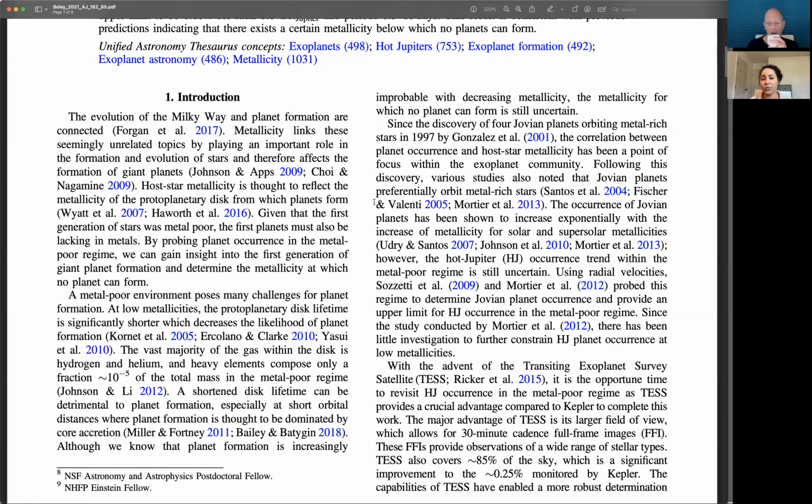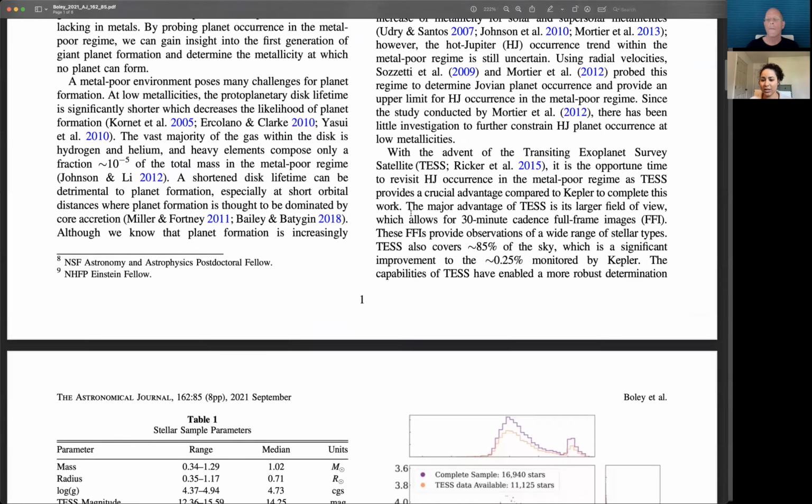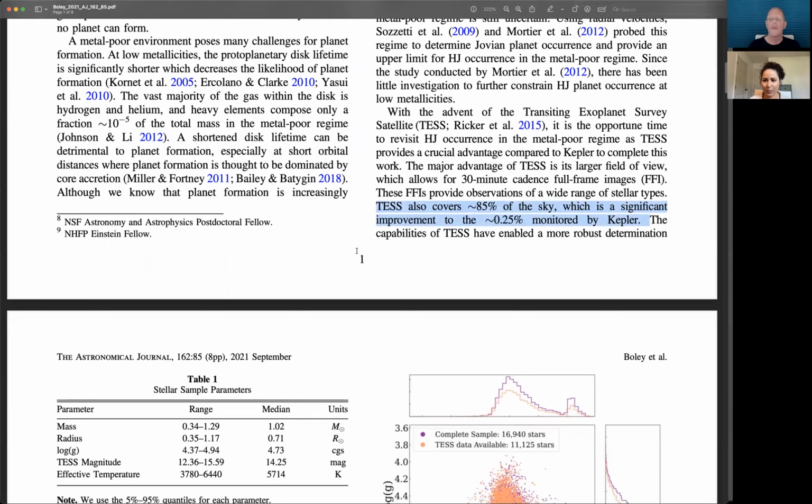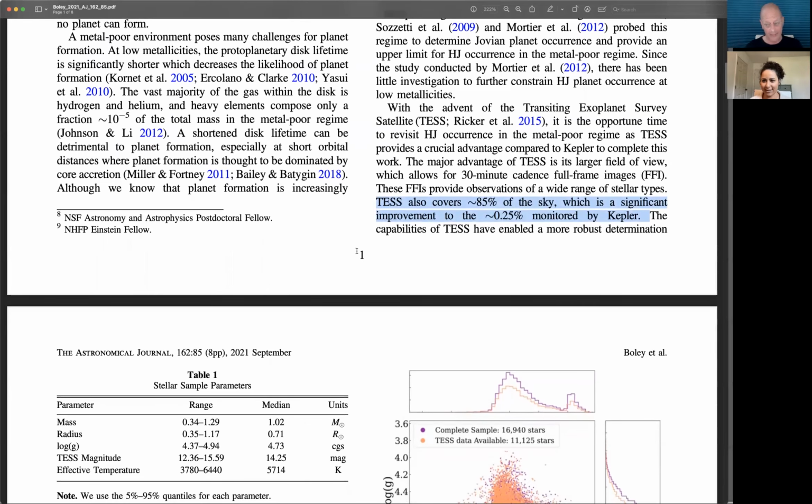Specifically, we looked at this using TESS observations. We wanted to use TESS as opposed to Kepler because we're able to get a significantly larger sample of these metal-poor stars, whereas Kepler was looking at a tiny little area of the sky. TESS, since it's basically an all-sky survey, lets us see a ton of different stars. So it seemed like the perfect time to start to try and answer this question: when does planet formation begin?